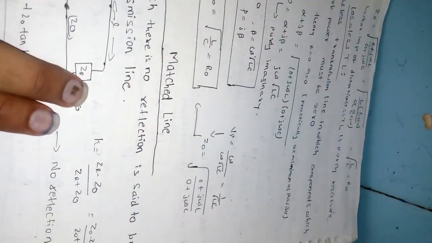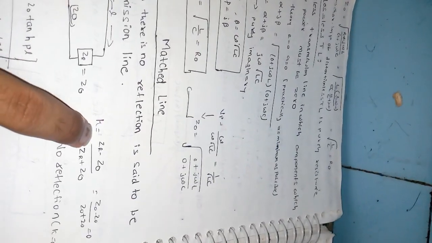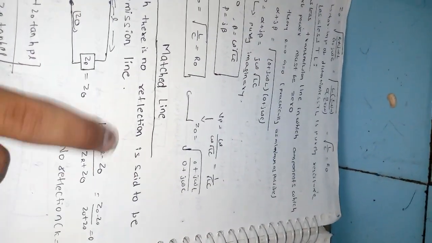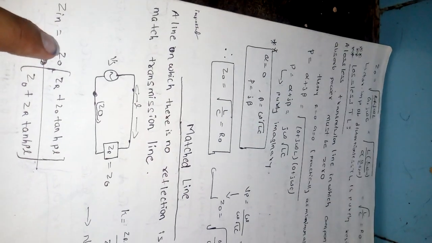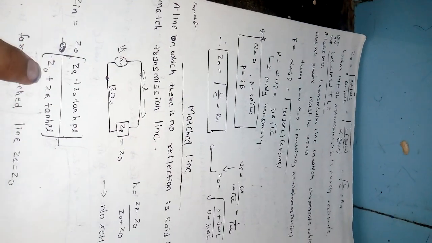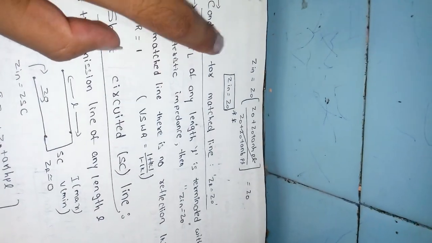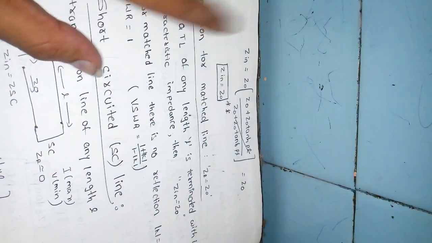So first of all, for a matched line there should not be reflection. For no reflection, K equal to 0. For K to be 0, ZR equal to Z naught. If you substitute that in the input impedance of the transmission line, Zn equal to Z naught (ZR plus Z naught tanh gamma L) by (Z naught plus ZR tanh gamma L), we get Zn equal to Z naught. That is, the condition for a matched line is ZR equal to Z naught. That is, it should be terminated with its characteristic impedance.